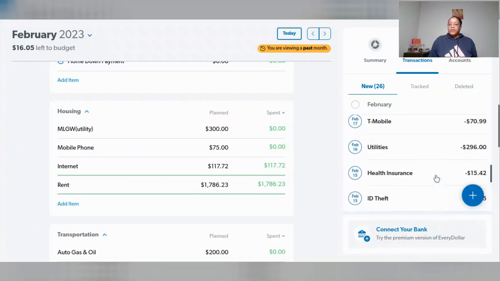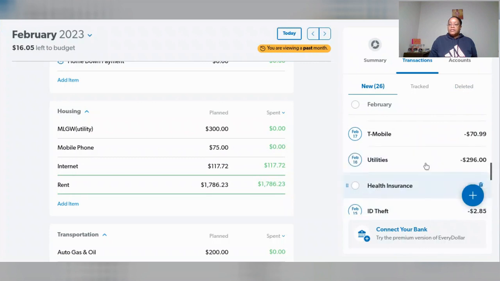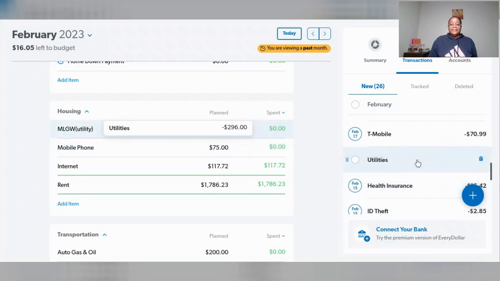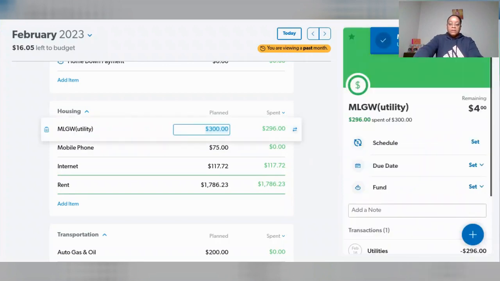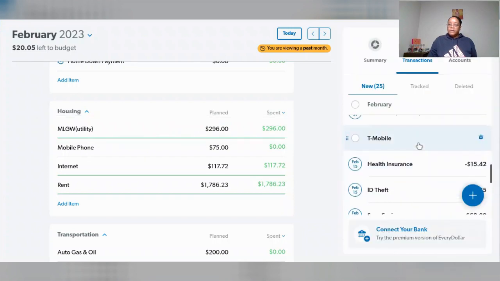But I tried. My utilities were $2.96. I knew that cold snap was gonna get it. It was something else. Just under 300 to MLGW, and then my cell phone bill was $70.99.